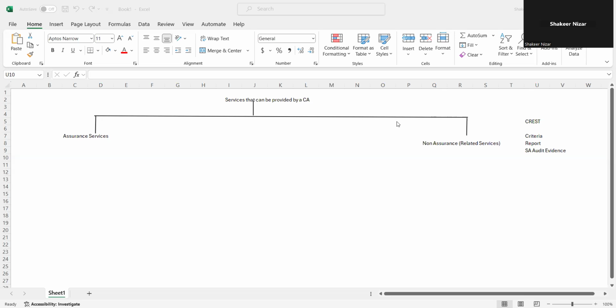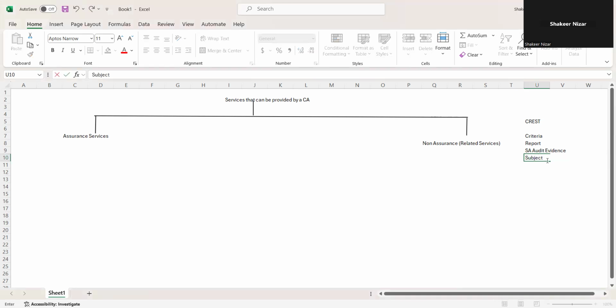The C denotes the criteria, suitable criteria. The R denotes the report. E is sufficient and appropriate audit evidence. And S is subject matter, which means the financial statements in most circumstances. And here the T is the tri-party relationship. So I think you are aware of that.